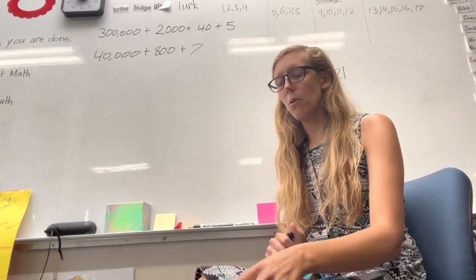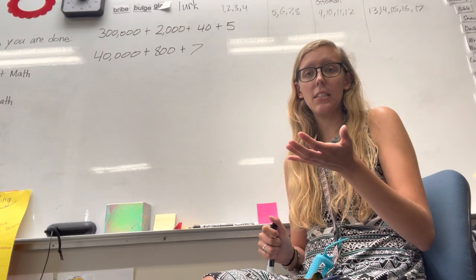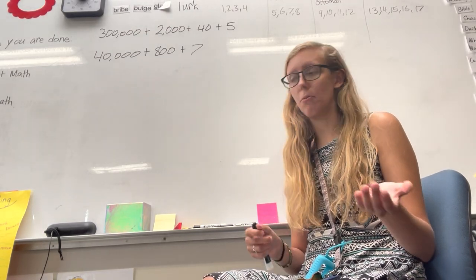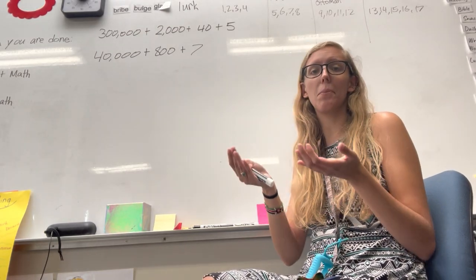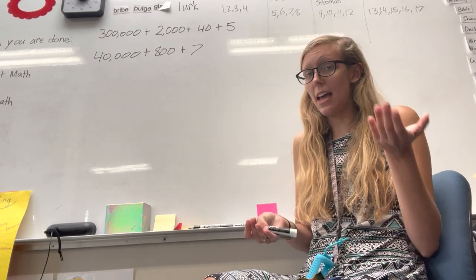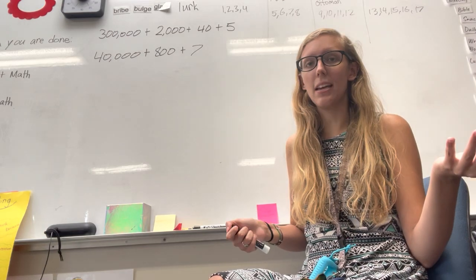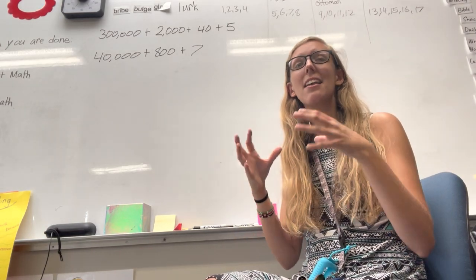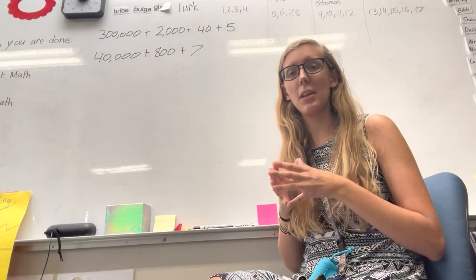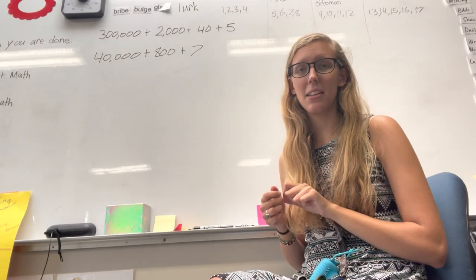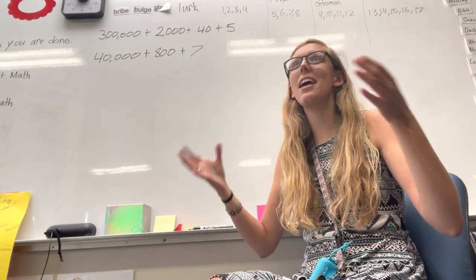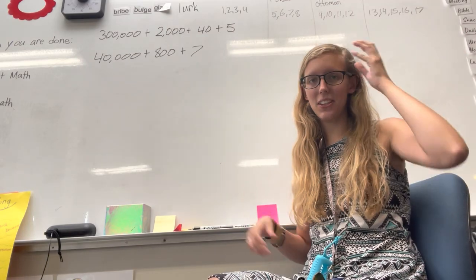All right, so we know that there are 10 ones in a 10, right? If we have 10 ones, we put them together and we make a group of 10. Then there are 10 tens in 100. There are 10 hundreds in 1,000. So now if we have 10 thousands, we put them together, we get one group of 10,000. And if we put together 10 10,000s, we get 100,000.